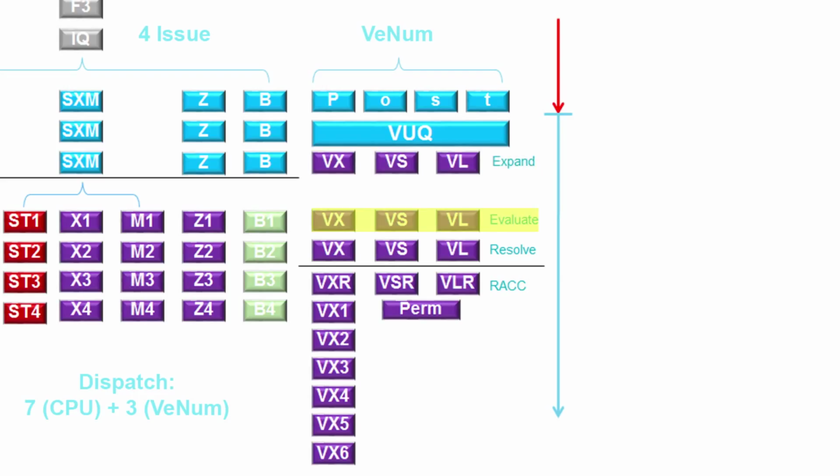After that, we have the evaluate stage, and this determines hazards between different instructions. And those are resolved in the resolve stage. In the read stage, we read source operands from the Venom register file. And that's followed by a number of additional VX stages for performing computation. There's also a Perm Block, and this is for doing permutations of data, which are part of the ARM instruction set architecture.